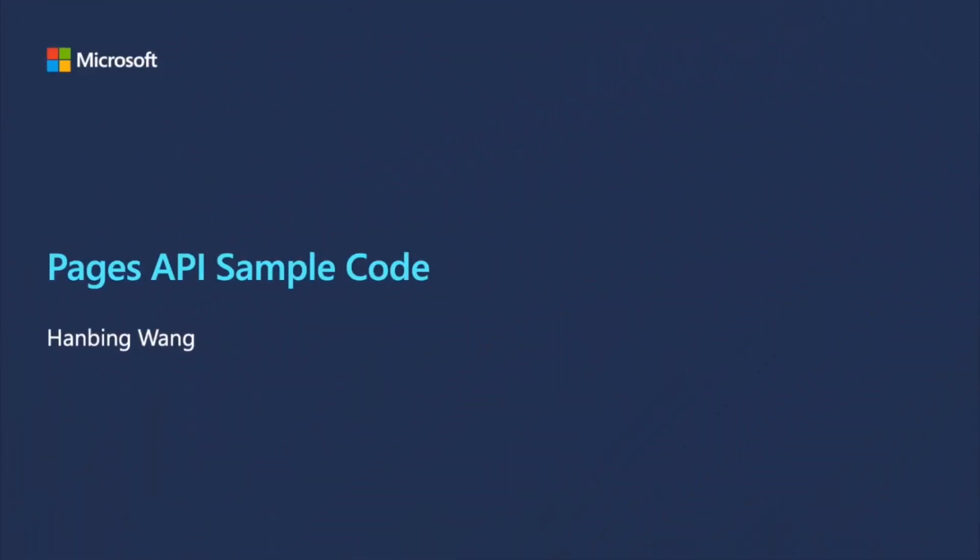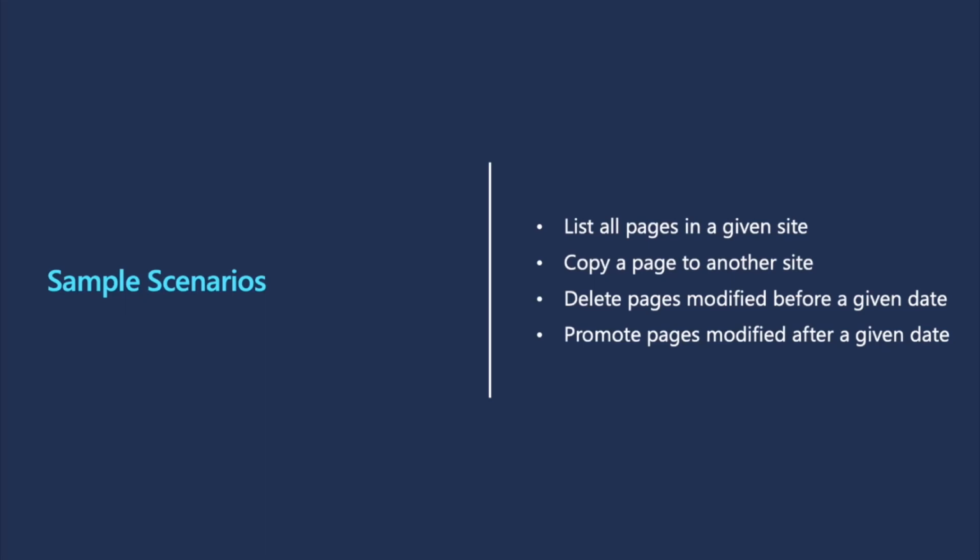Hello, I will walk you through the setup and execution of the Pages API sample code. There are four scenarios in the sample: list all pages in a given site, copy a page to multiple sites, delete pages modified before a given date, and promote pages modified after a given date.